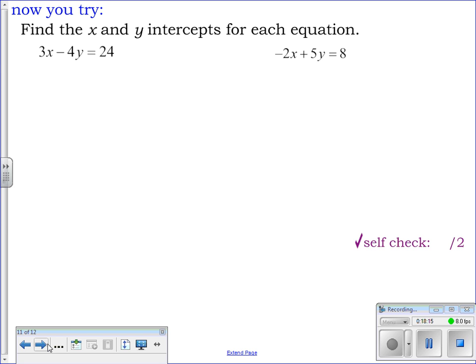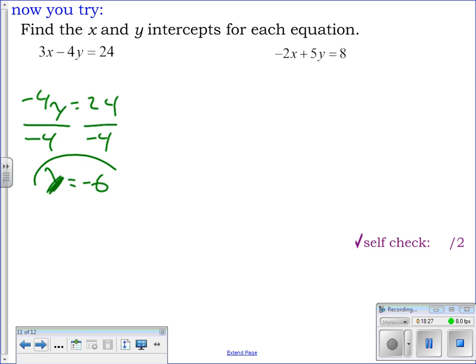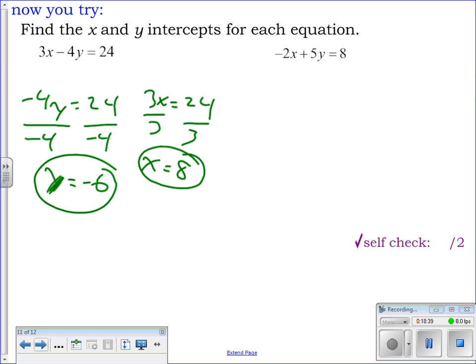Really easy. Let x equal 0. Negative 4y equals 24. Divide by negative 4. Y equals negative 6. That's my y-intercept. Let y equal 0. And I get 3x equals 24. Divide by 3, x equals 8.